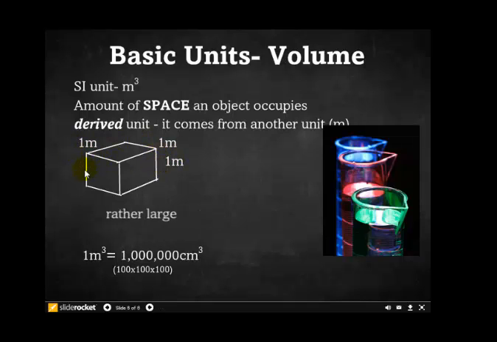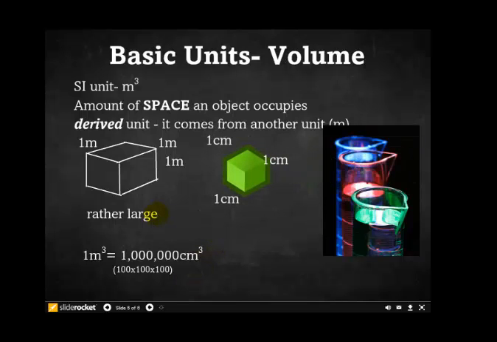Now you notice that I got the volume by multiplying length units. That is a derived unit. Volume is what we call a derived unit because it comes from other units. A meter cubed is rather large. If you were to convert that to centimeters cubed, that'd be 1,000,000 centimeters cubed. And you go, well, I thought there's 100 centimeters in a meter. There is. But when you're doing volume, you're multiplying. So 100 times 100 times 100 is 1,000,000 centimeters cubed.